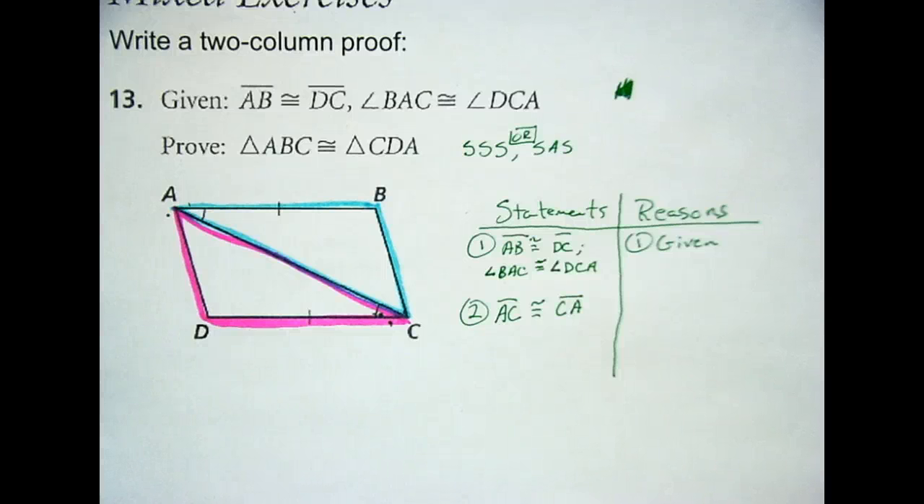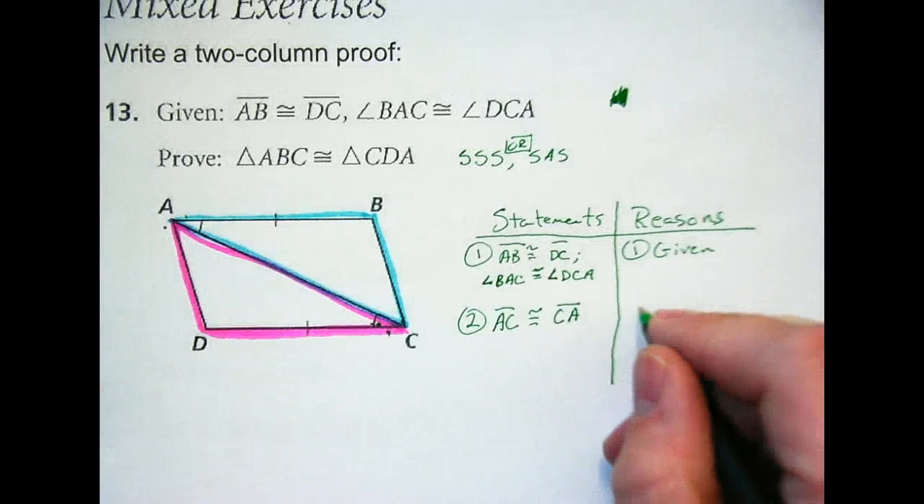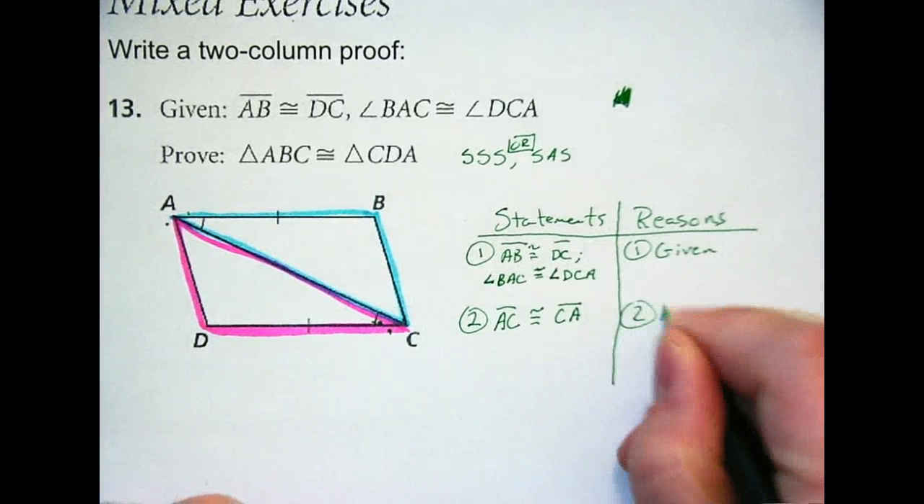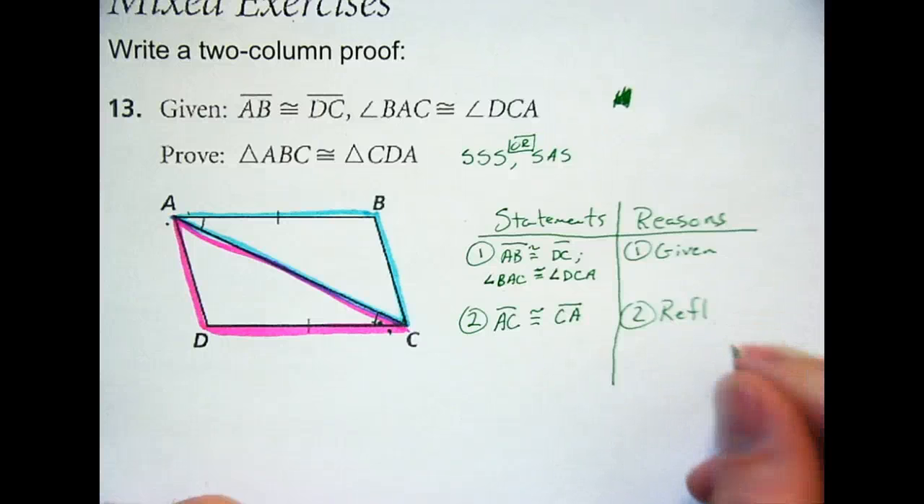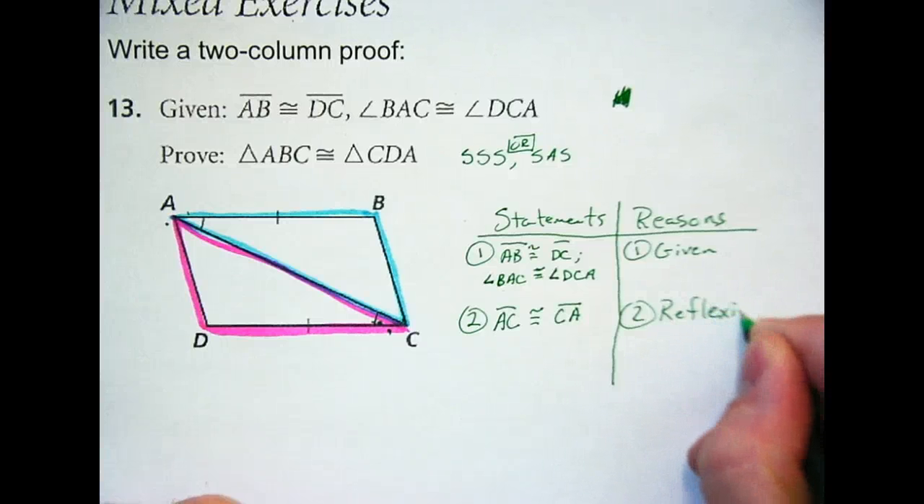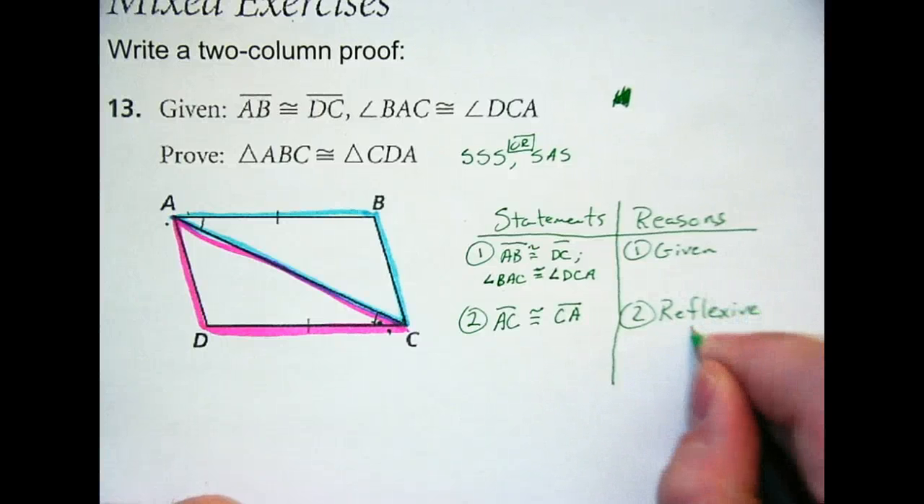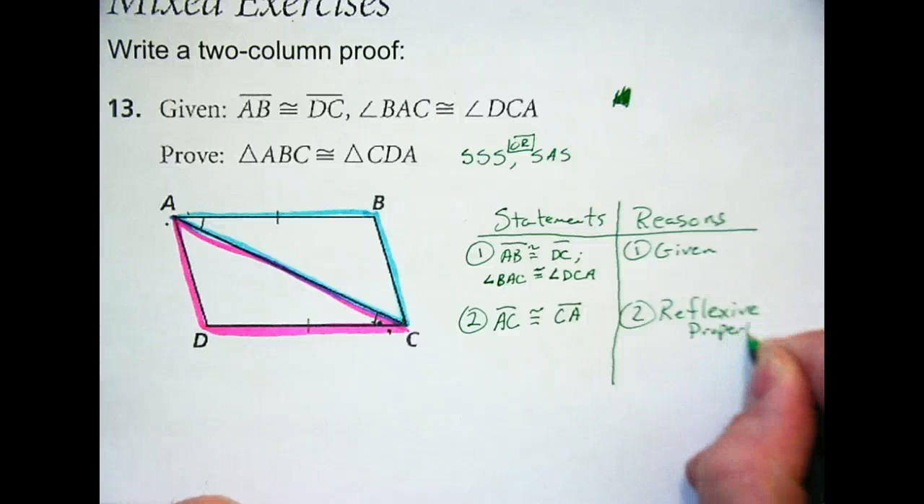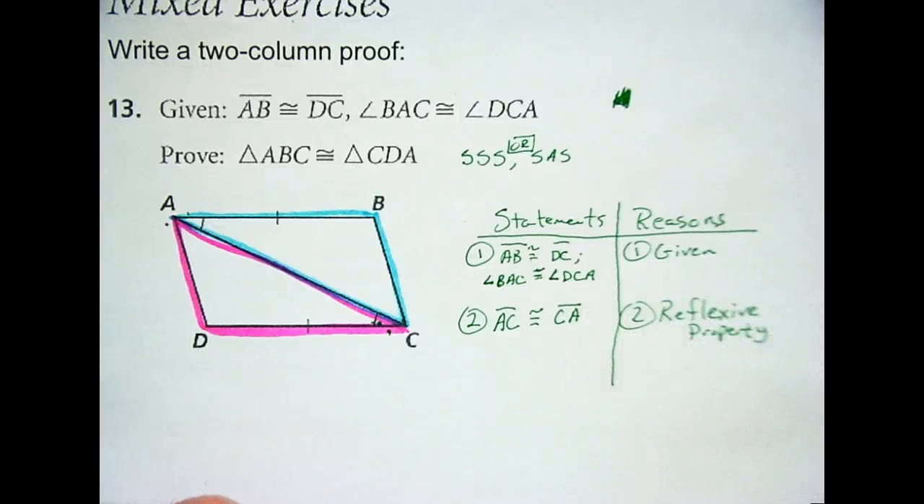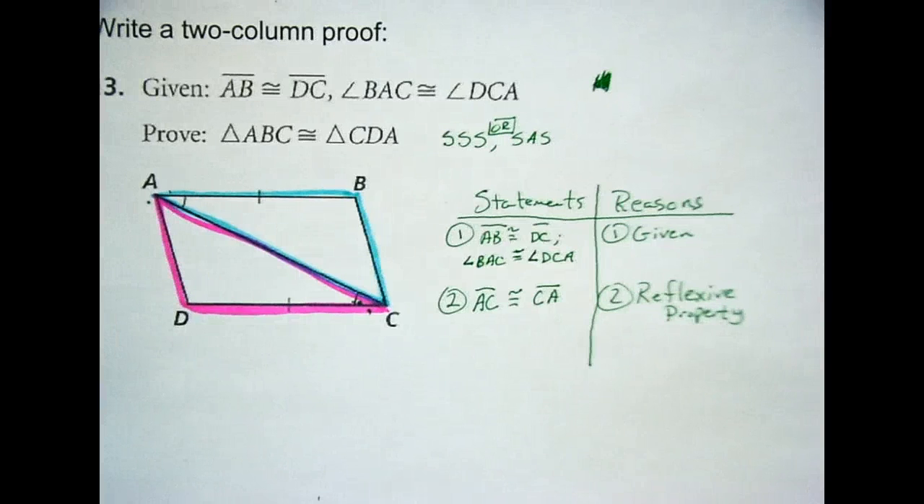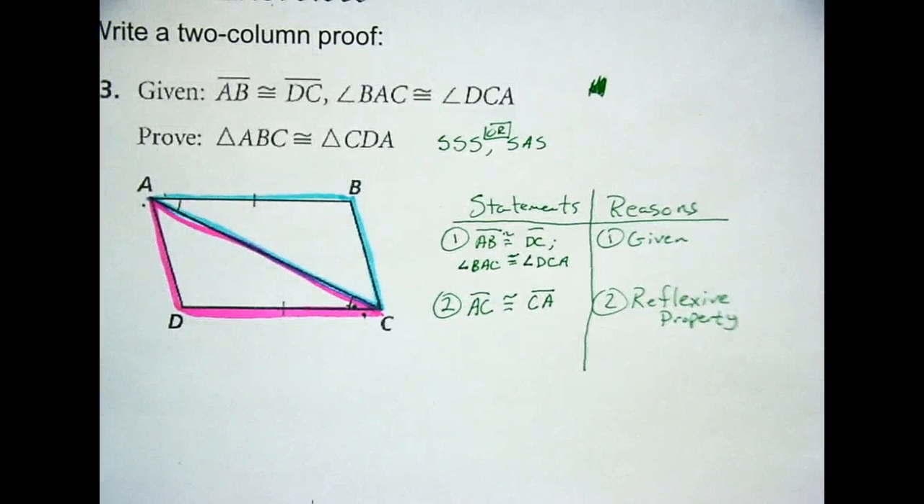Okay, very good. The reason for that is a certain property we call the reflexive property. Not reflective, but reflexive. Get used to using that. The reflexive property says something is congruent to itself. That's essentially what it says. Get used to using it. You'll use it a lot this year. Reflexive property.